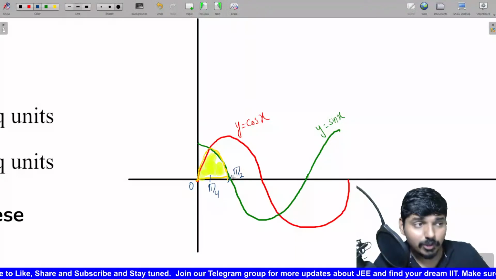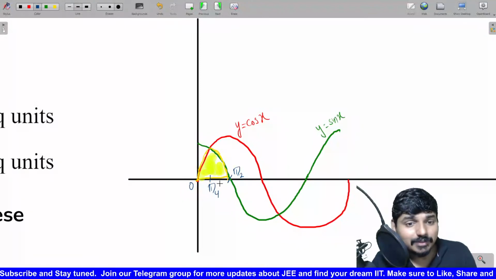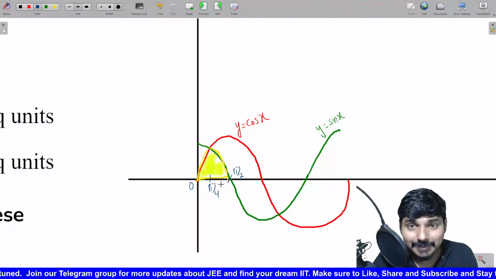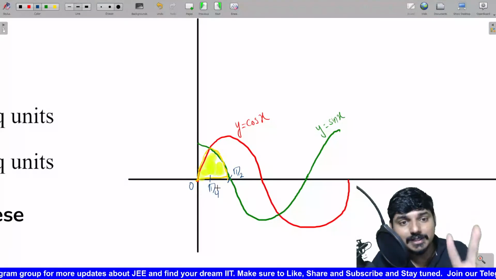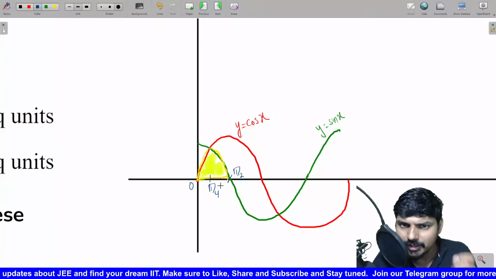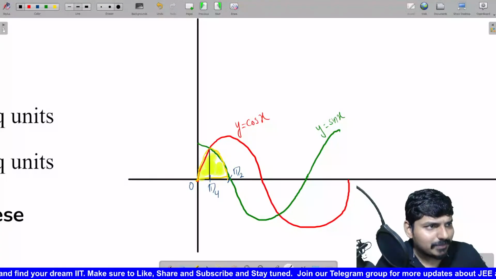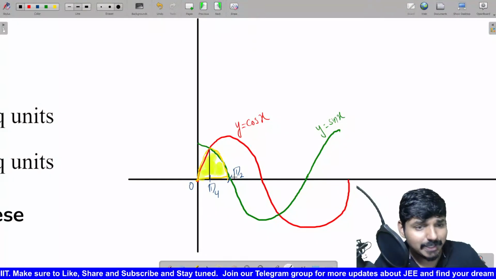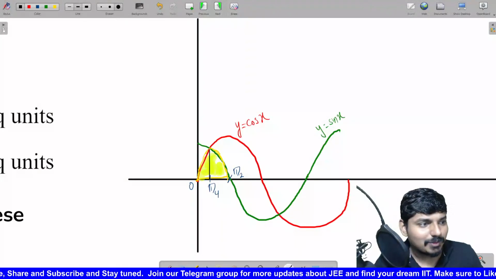Now, if you want to find this area, by using the vertical strip, in fact vertical strip will make the question easier. We need two vertical strips in this particular case. What are those going to be? Well, between 0 to pi by 4, only the cos x is getting involved. Between pi by 4 to pi by 2, only sin x is getting involved.